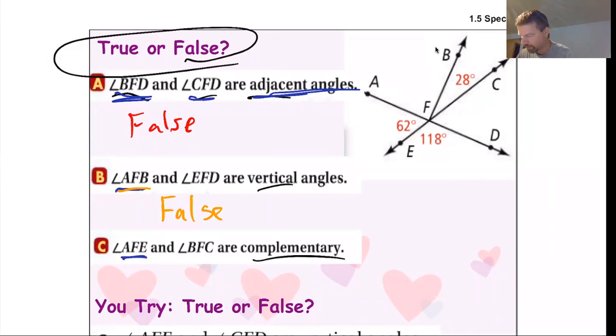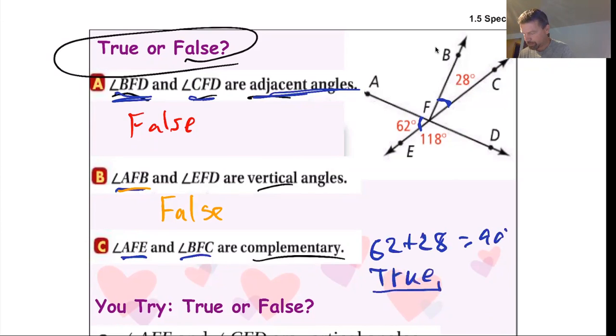AFE, this angle right there, and BFC, that angle right there, says they're complementary. Well, if they're complementary, they add to 90. If I take 62 plus 28, that is 60 plus 20 is 80, plus 2 plus 8 is 10, that's 90 degrees. So true. Complementary angles add to 90.